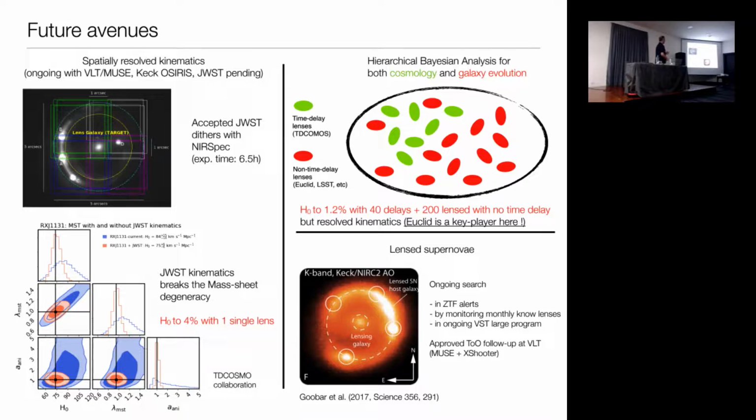So yeah, three avenues: James Webb, lensed supernovae, and hierarchical analysis of lenses with time delays and no kinematics, combined with lenses with no time delays but resolved kinematics, like the SLACS sample.